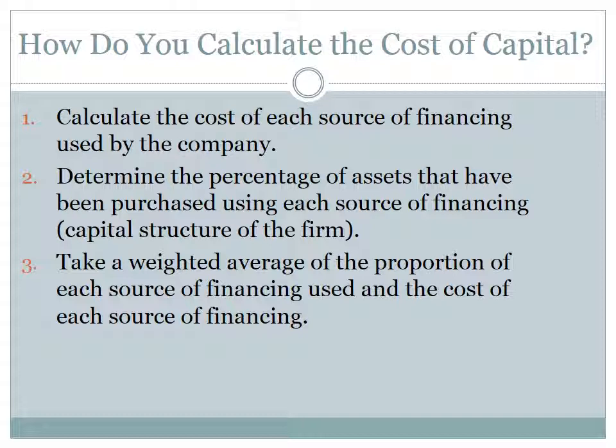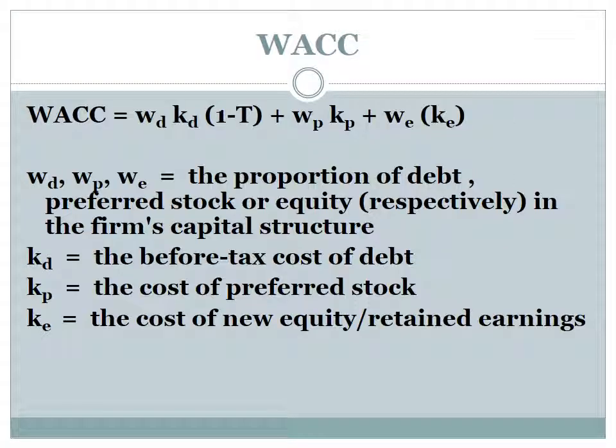Just to show you the formula, this is probably clear. The weighted average cost of capital is equal to the proportion of debt in the capital structure. So if 30% of your assets are financed with debt, your weight here would be 30%, times your overall cost of debt, and then we convert it. Remember, the interest on debt is tax deductible.